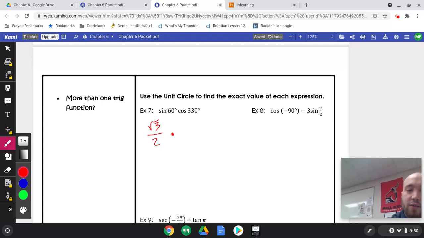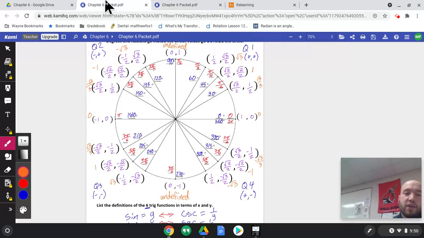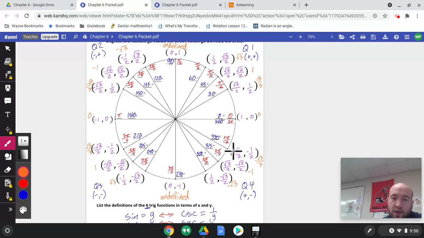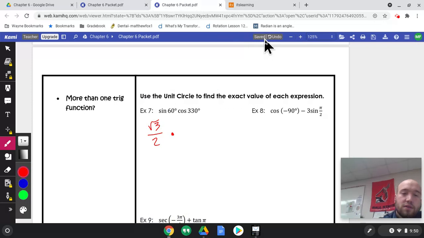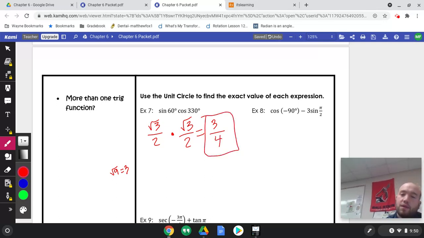Then we're going to multiply that with whatever the cosine of 330 is. So we go to 330. Cosine is square root of 3 over 2 as well. So we multiply across the top, across the bottom. Square root of 3 times square root of 3, you guys hopefully know, is 3. Or you can think of that, remember, square root of 9, which gives us 3. 2 times 2 is 4, so our answer is 3/4 here.